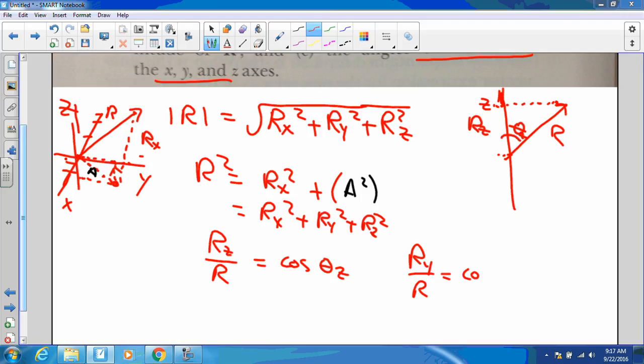And likewise, ry over r is going to be the cosine of theta y, and rx over r will be the cosine of theta x. We call these 3 numbers the direction cosines for each of the angles, and it's sort of the best we can do in 3 space, because you don't have a single angle. You really have 2 angles, like latitude and longitude, in 3 space.